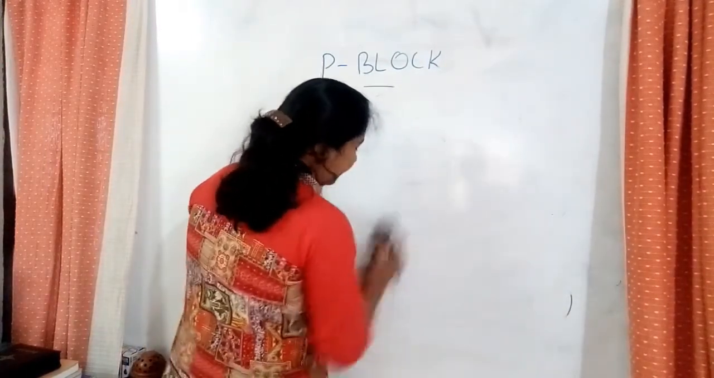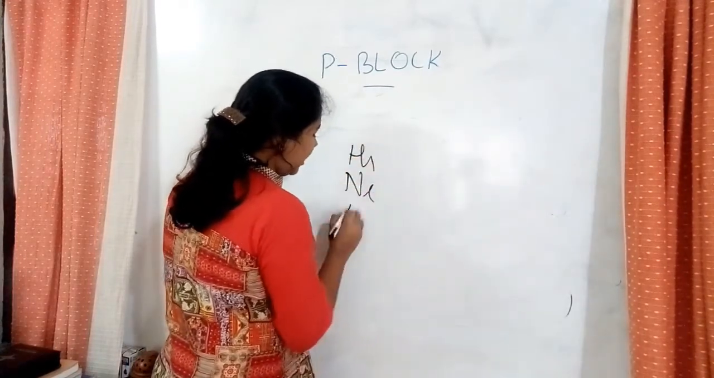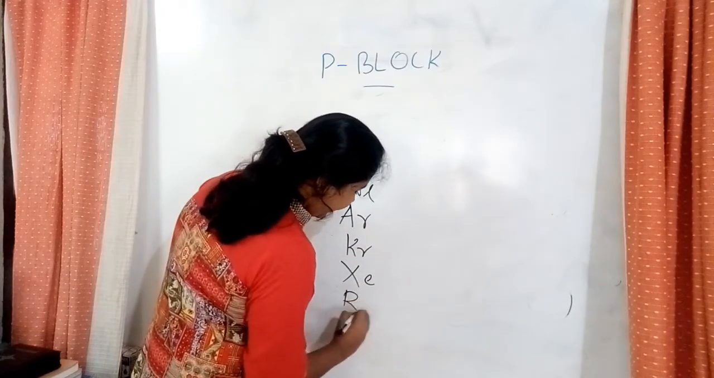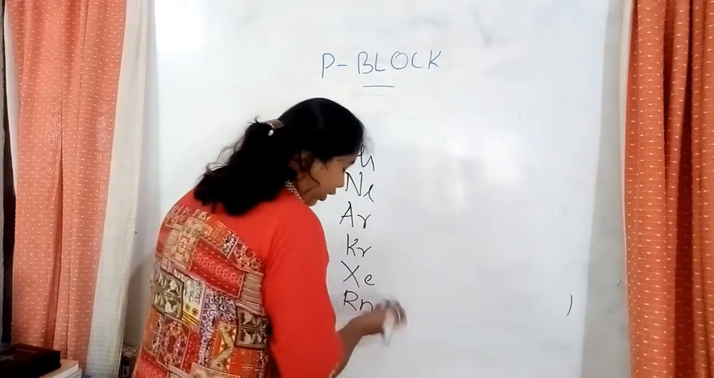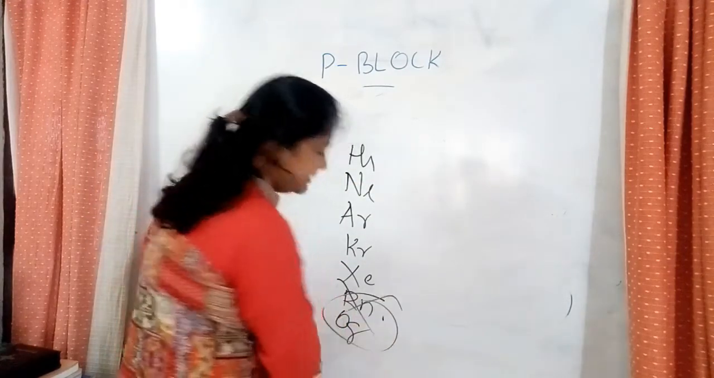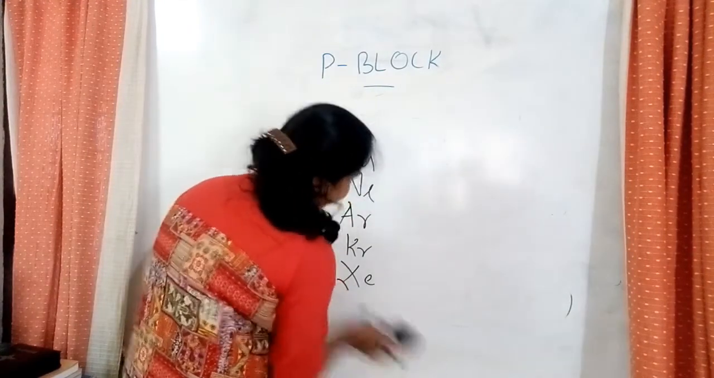So, let's see. Which are the group 18 elements? We know that is helium, neon, argon, krypton, xenon, radon and oganesson. Am I right? So, out of this, these two are not considered. Why is it not considered? Because they are not found in the atmosphere.